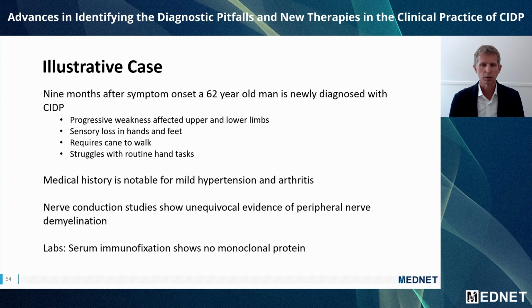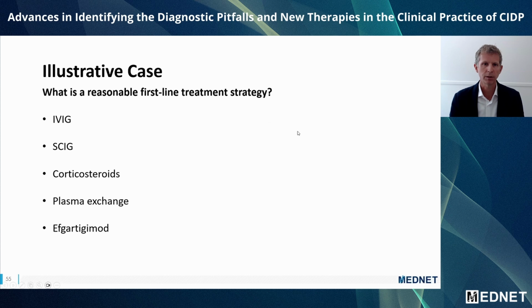His nerve conduction showed unequivocal evidence of peripheral nerve demyelination, so he satisfied a high degree of certainty that he had a demyelinating neuropathy. Other notable lab work showed that he had no monoclonal protein on immunofixation. So he had a fairly convincing diagnosis of CIDP, and we are thinking about starting a first-line treatment.